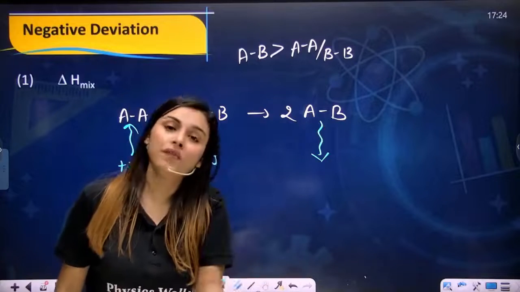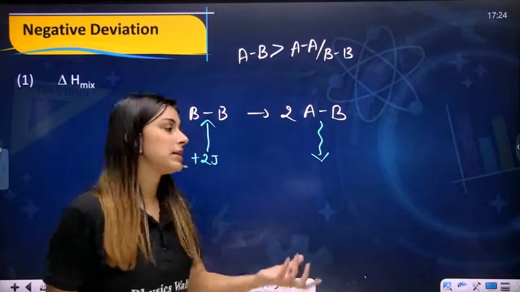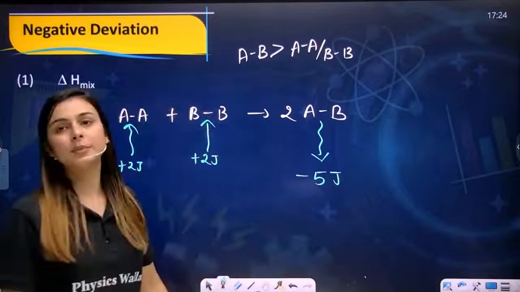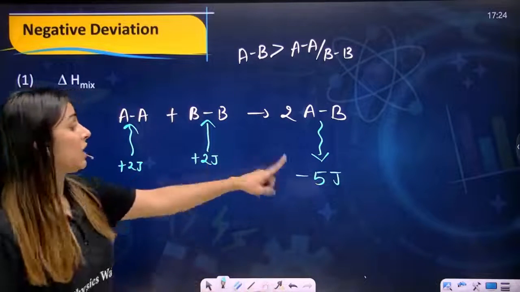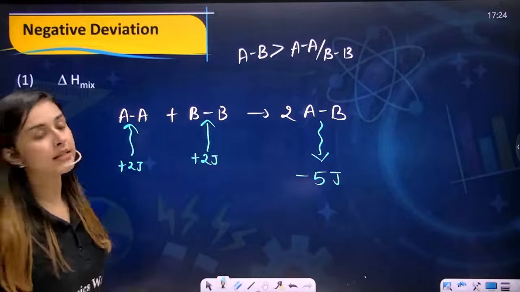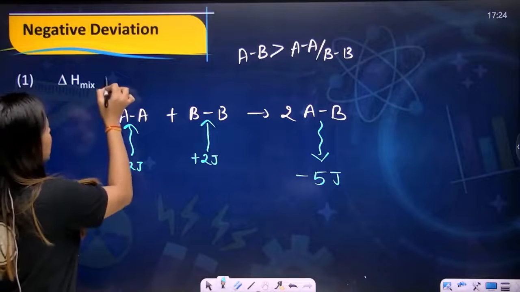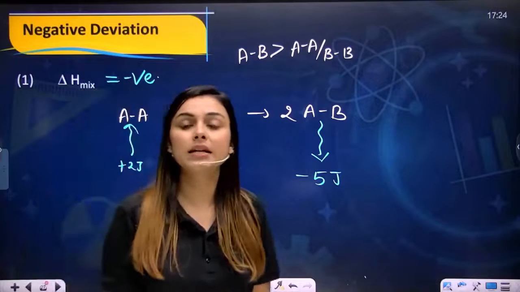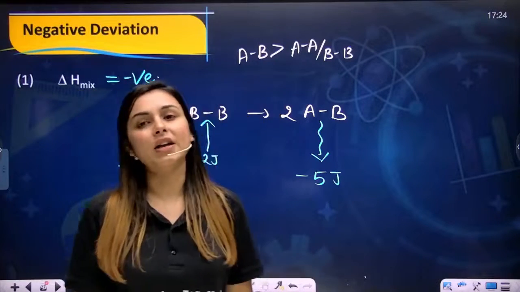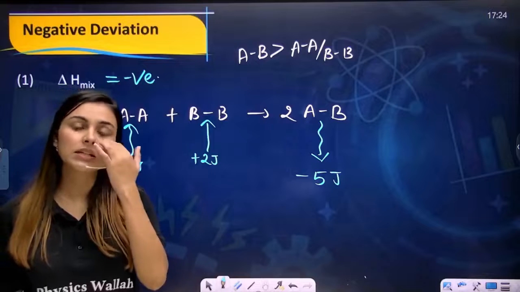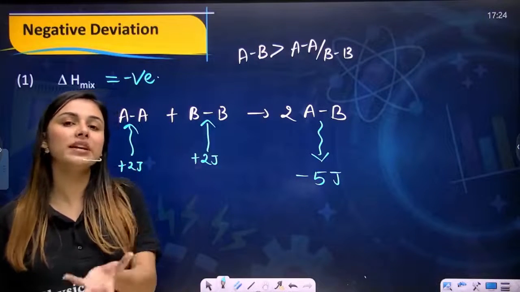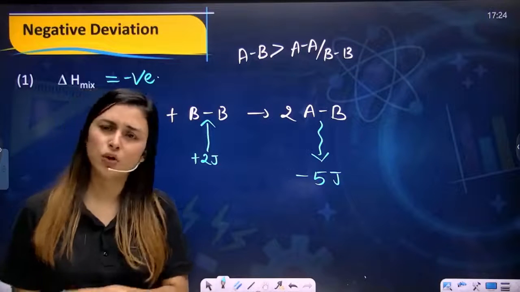So more of the energy will be released, right? Yes. So my dear students, minus 5 joules of energy will be released. And if minus 5 joules of energy is released, I can say that delta H mixing is negative. Delta H mixing is a negative value, right? Yes. So this is how you calculate the enthalpy change for a negatively deviated solution. I hope it is clear.